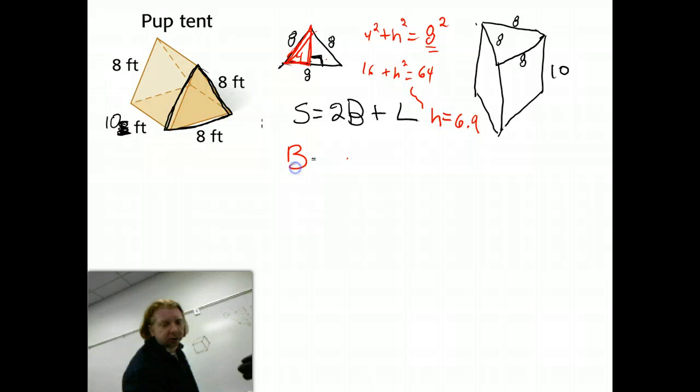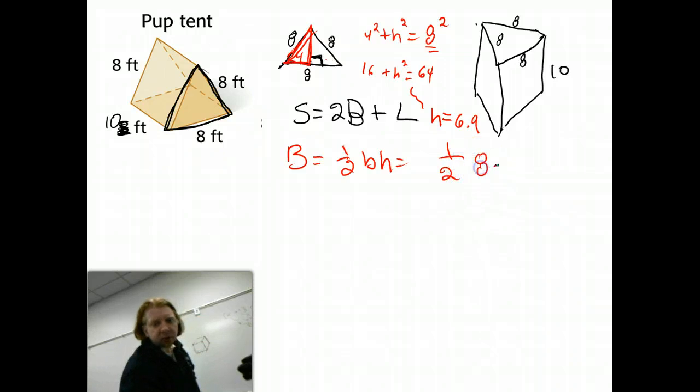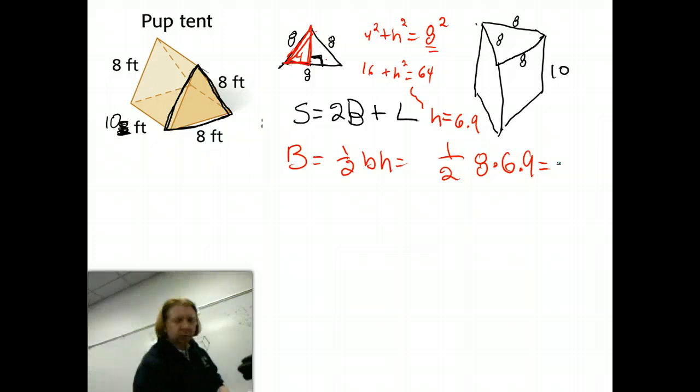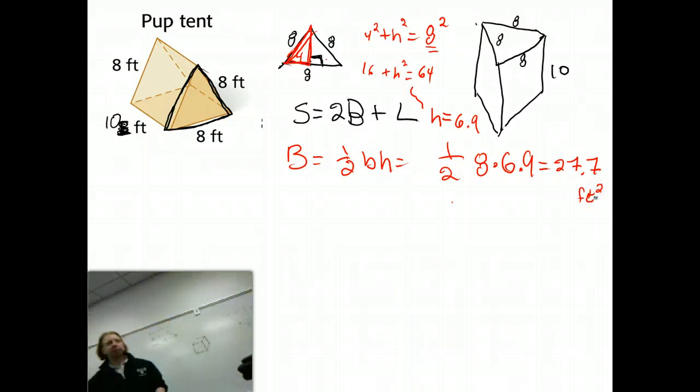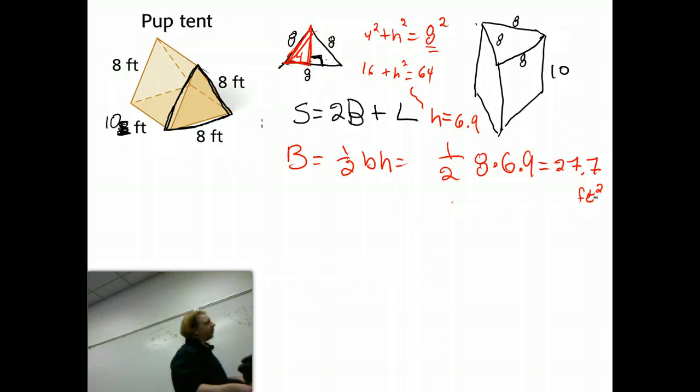So that front triangle, half base times height, it's going to be half. Let's see, the base is 8 units times 6.9, times 4, 27 point, call it 27.7. And that's square feet. So that tells me the area of the front of this prism, or the area of one of the two bases. Now I need the two bases. Now I still need to get the lateral area, the wraparound.